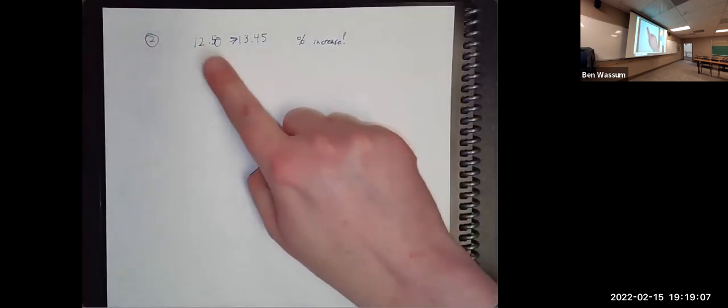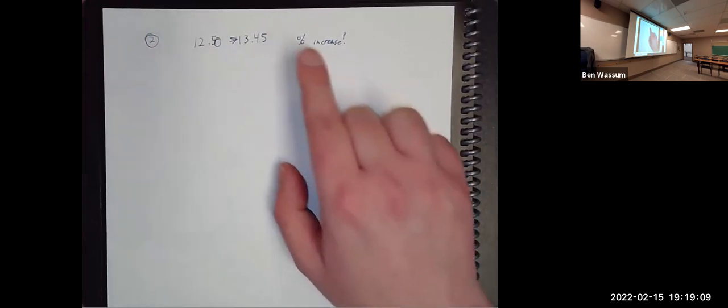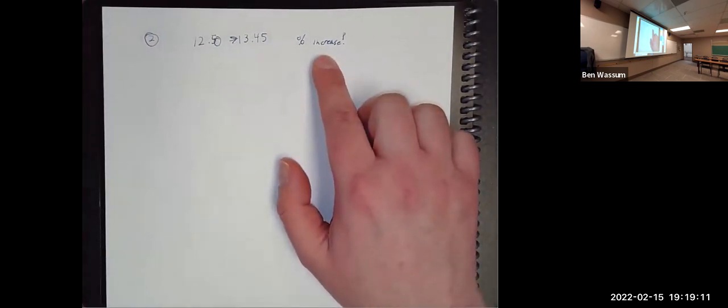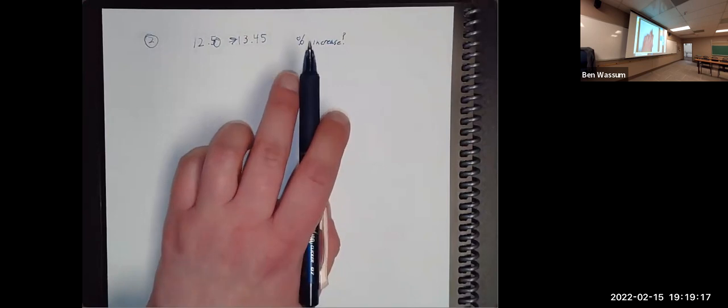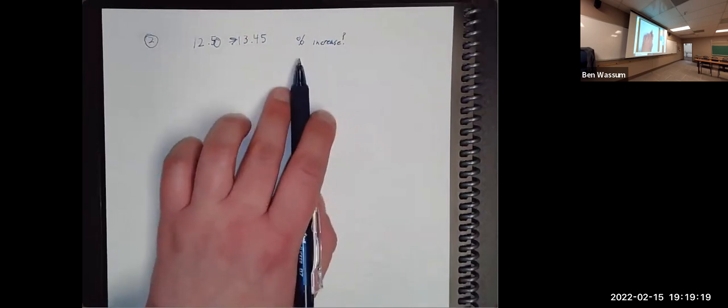All right. So we're going from this amount to this amount, and we're looking for the percent increase. So when it comes to the percent increase, again, we always want to take it, you know, we're going to end up having the part over the whole, but the whole is always going to be what we started with.